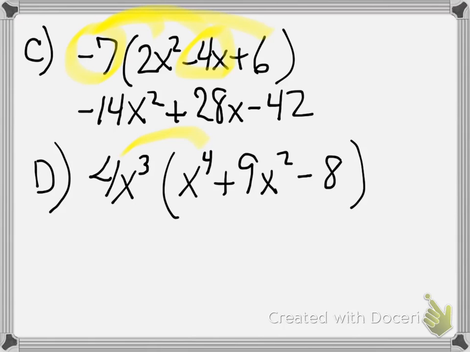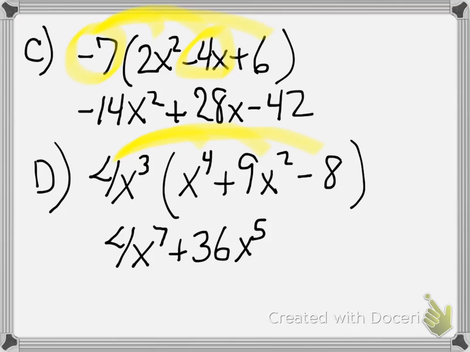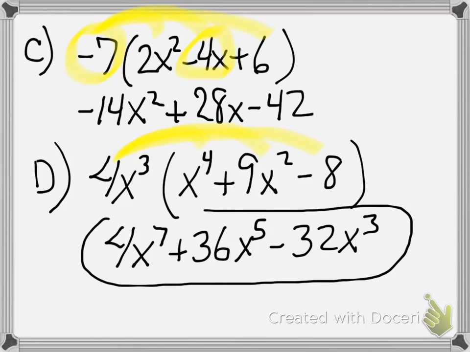Okay, so distributive property, 4x cubed times x to the fourth. That goes back to those rules of exponents from chapter 12.1. That's 4x to the seventh. And then 4x cubed times 9x squared. That's 36x to the fifth. And 4x cubed times negative 8 is negative 32x cubed. Always look at your answer and see if there's any like terms, because sometimes there are and you can combine. But I have an x to the seventh, x to the fifth, and x to the third, so I can't do anything.